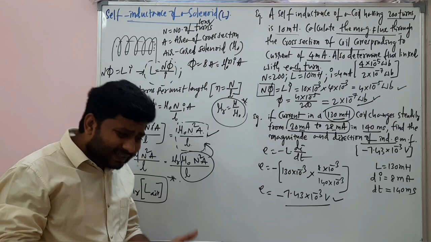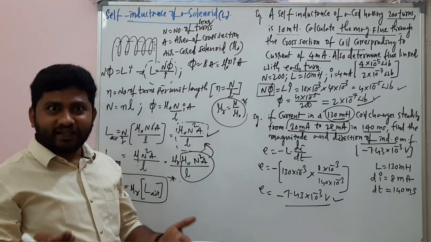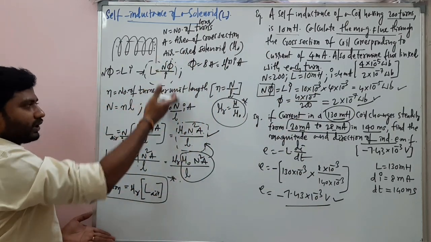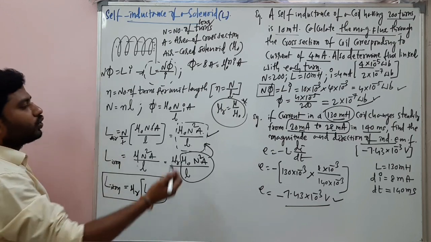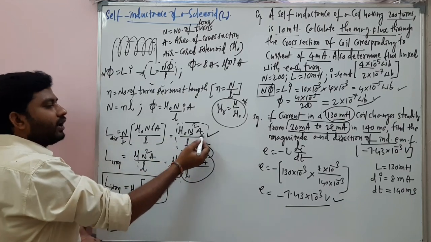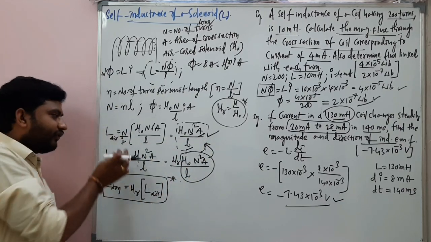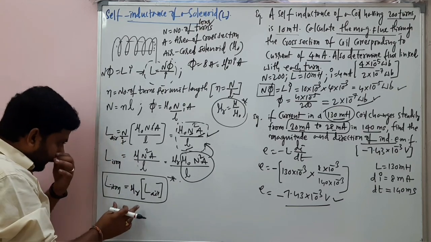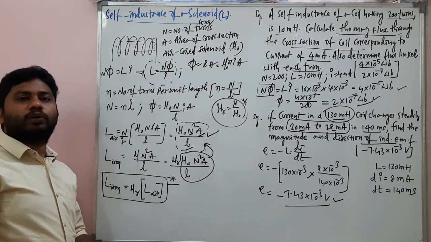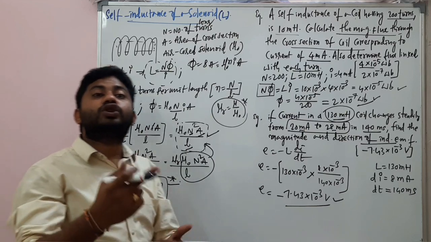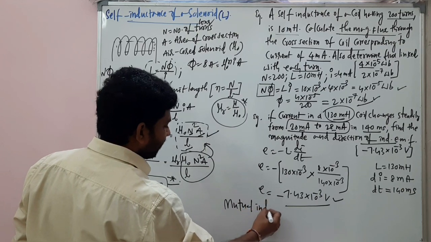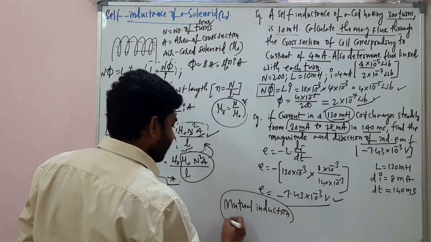In this class, you will be solving the assignment based on simple basic numericals in this way. You can also solve numericals based on the formula mu naught n square A by L. If they give the total number of turns, length and area, you can solve this question also, the self-inductance of a solenoid. And in the next class we'll solve some more problems related to self-inductance and mutual inductance. The next topic is called mutual induction.